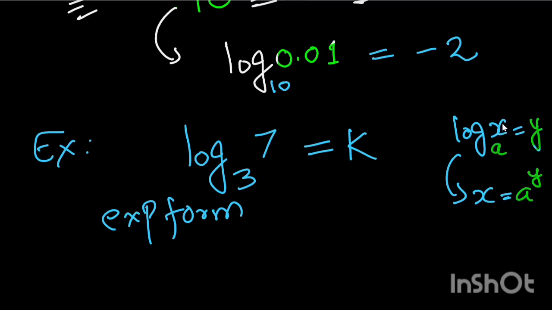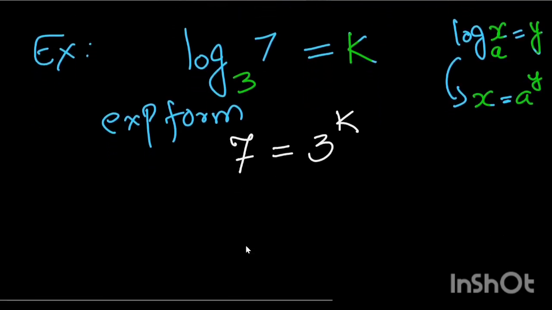And then what you would be left with on the LHS would be x. So similarly, 3 will come out, it will push k up, so it will become what? 3 to the power k, and what would be left on the left hand side would be 7. So this is the exponent form. Okay, conversion of logarithmic to exponent form.